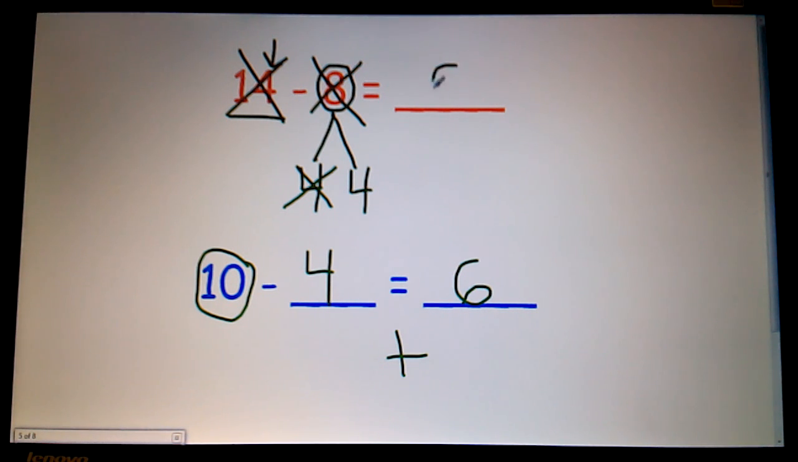I'm going to put my number above. 14 minus 8 is 6. 10 minus 4 is also 6. It's a lot easier for me to solve this problem down here, 10 take away 4, knowing that I know my partners to 10, than it is to solve 14 minus 8 in my head.